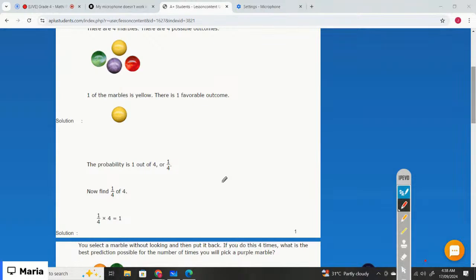But you did this 4 times. That is the probability that you will pick the yellow marble. But you did that 4 times, so you need to multiply 4 times 1 by 4. So 4 times 1 by 4 is 1. That means if you do that 4 times, there is only one possibility that you will pick the yellow marble. Got it?